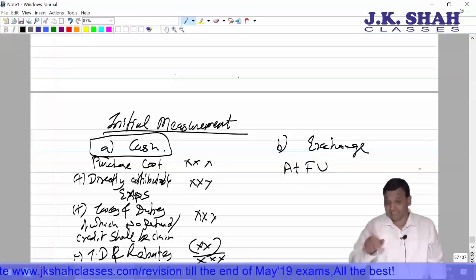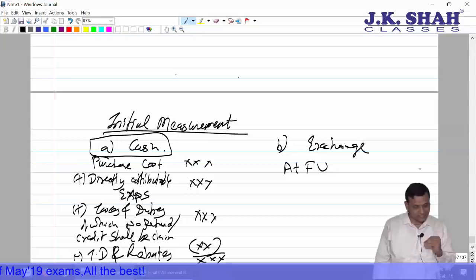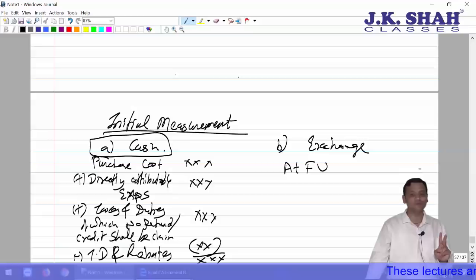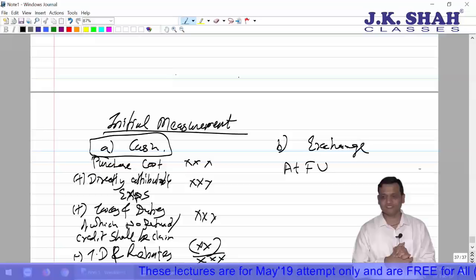But it will be measured at the carrying value of the asset transferred if, number one, the transaction lacks commercial substance. And number two, the fair value of the asset going out or the asset coming in cannot be measured reliably. Then it will go in this way.